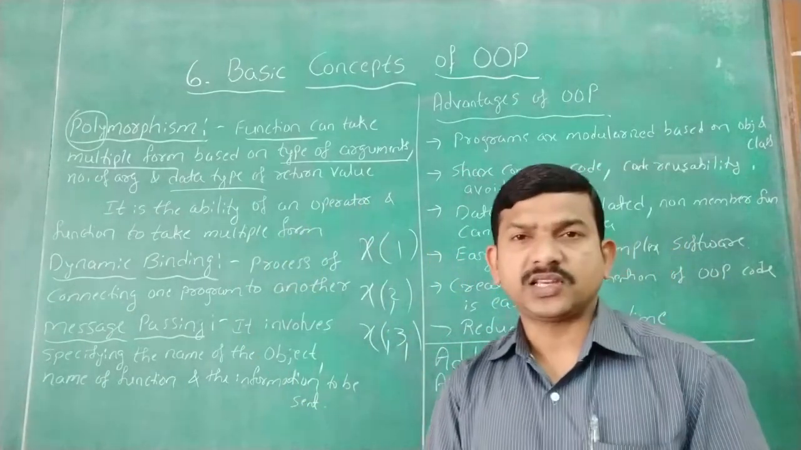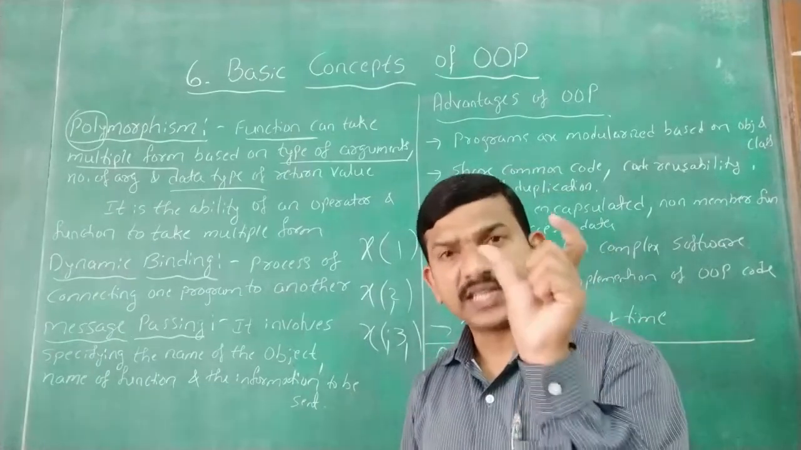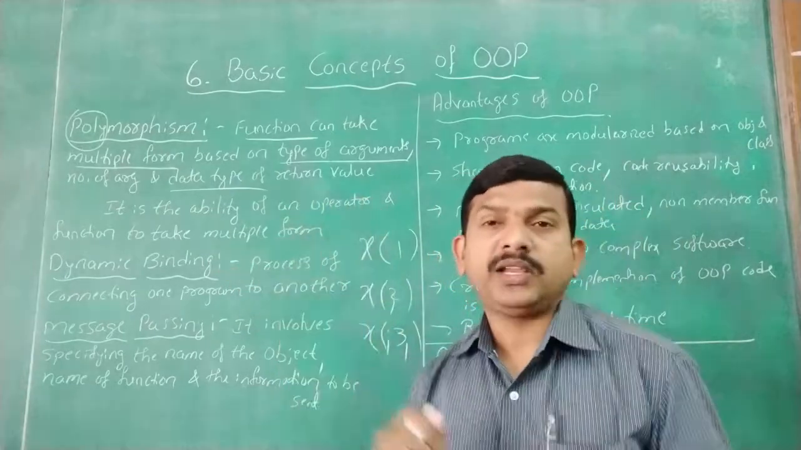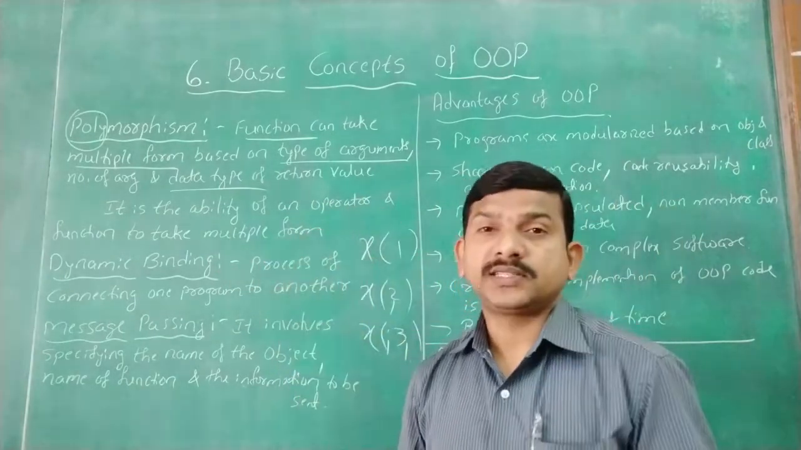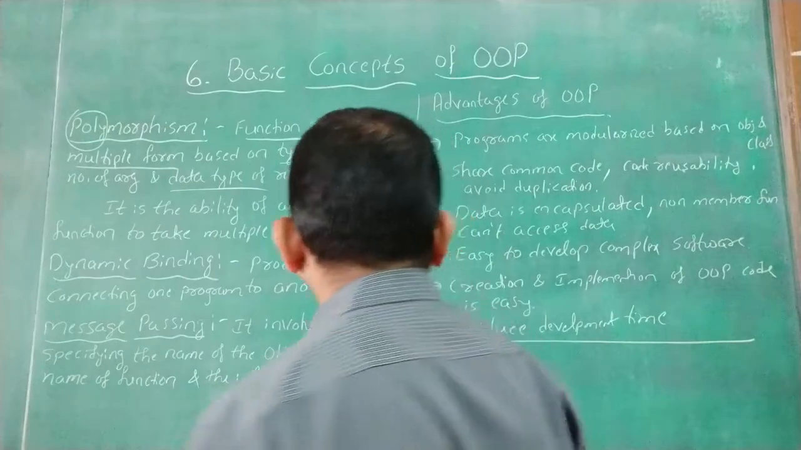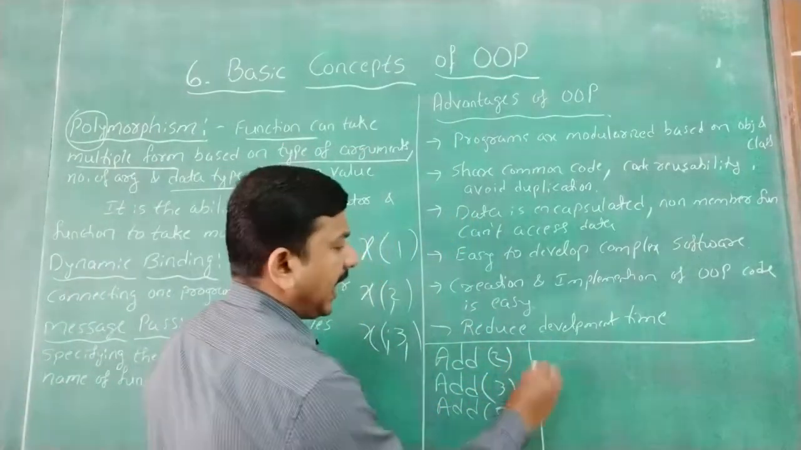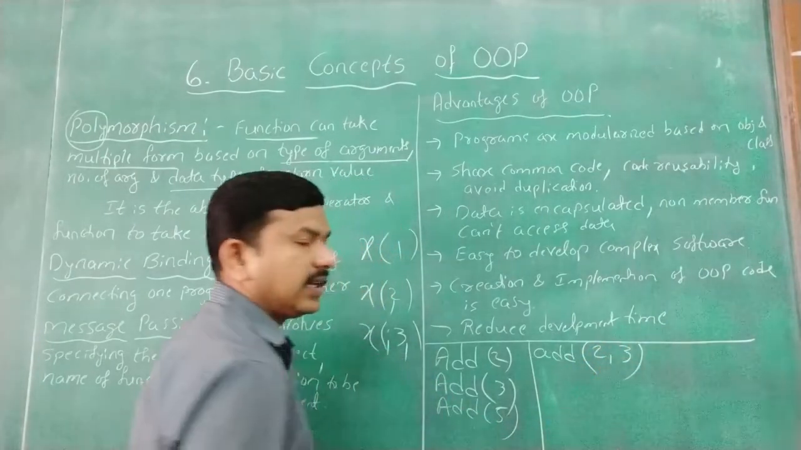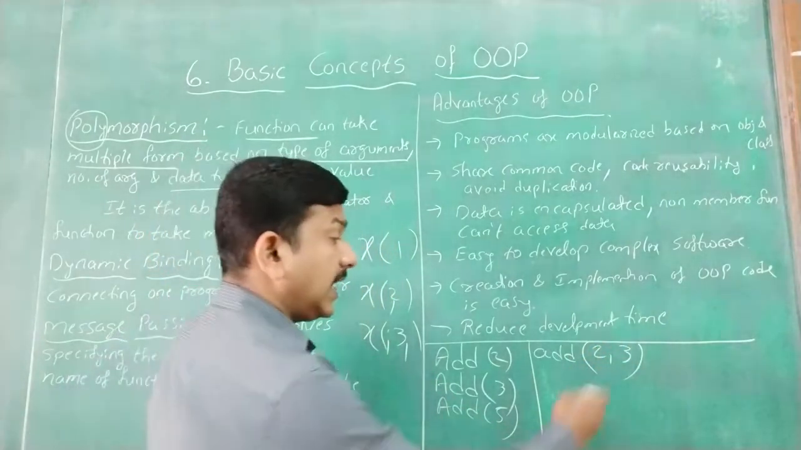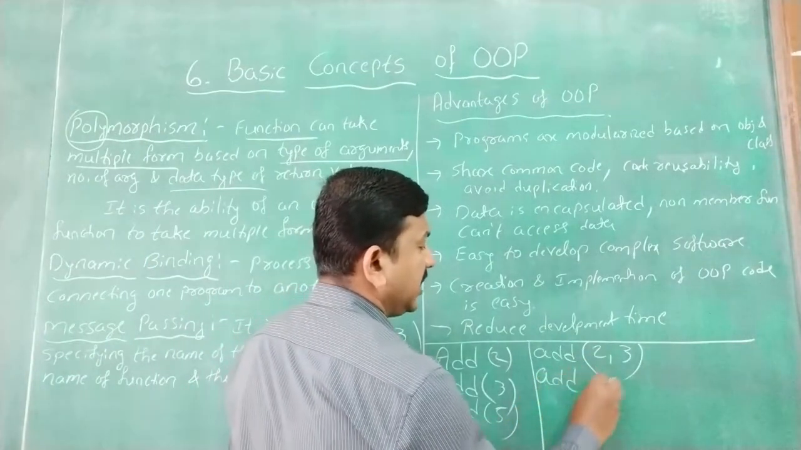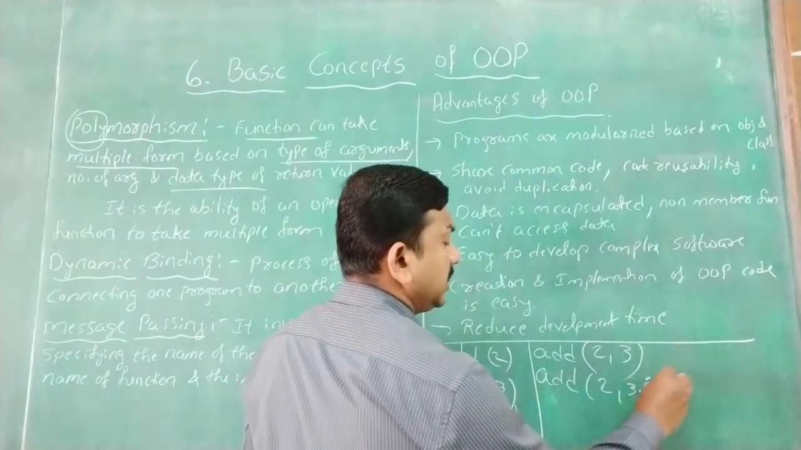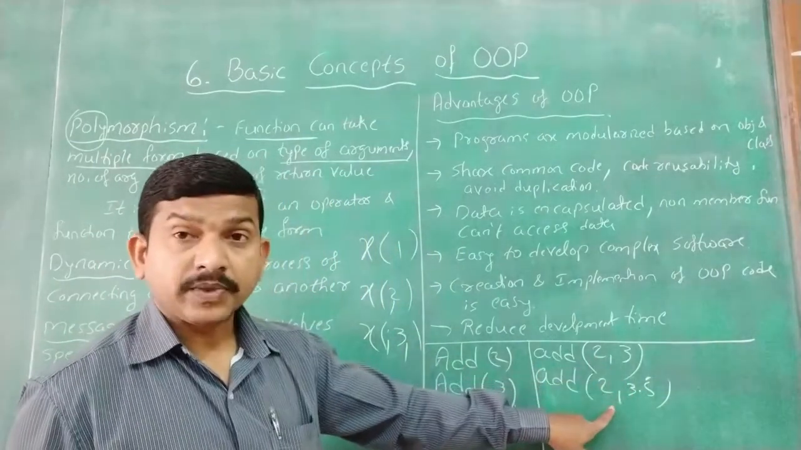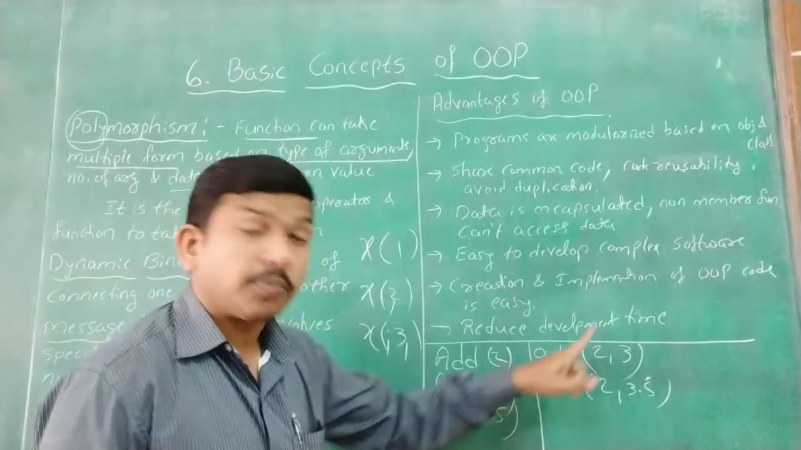The name of the function is the same, but the arguments are different. There may be a different number of arguments or different types of arguments. For example, add is one function. Here I write 2, 3: two integer values, the same type. With the same function I write 2, 3.5. The number of arguments is the same, but the type is different. This is also possible.